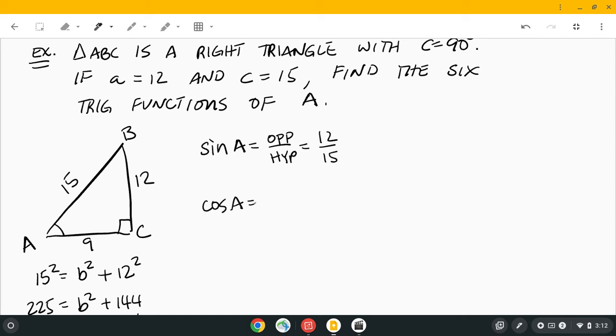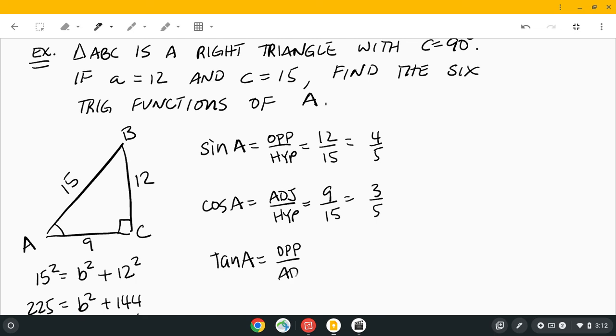Cosine A is adjacent over hypotenuse. So next to A is 9 over 15. I suppose I could reduce these. 4 over 5. 3 over 5. Okay. And then tangent A is opposite over adjacent. Opposite is 12, adjacent is 9. Okay? And then once we have these 3, we can get the other 3 by the reciprocal.